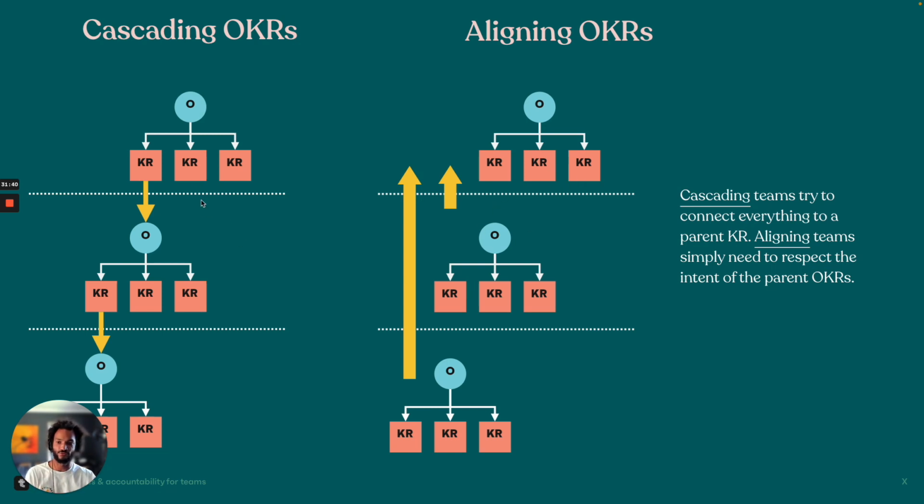But don't do this. Don't do the strict, like, this KR should become an O for the team. And if not, then it's a failure. That's impractical and not realistic. It's better for you to say, here's a set of OKRs.